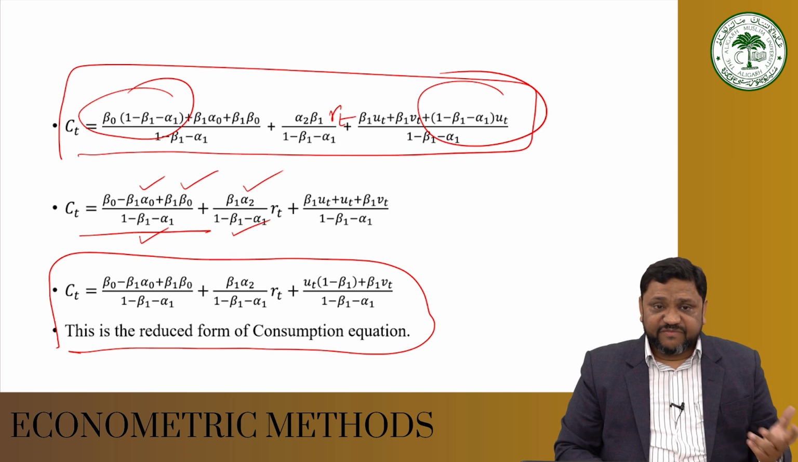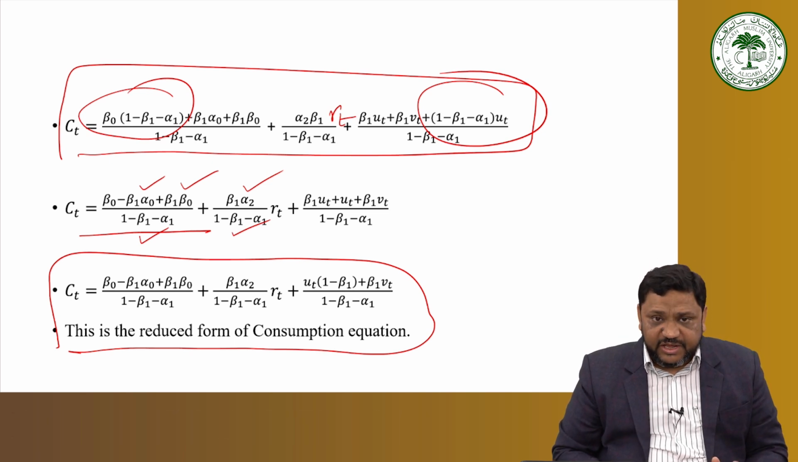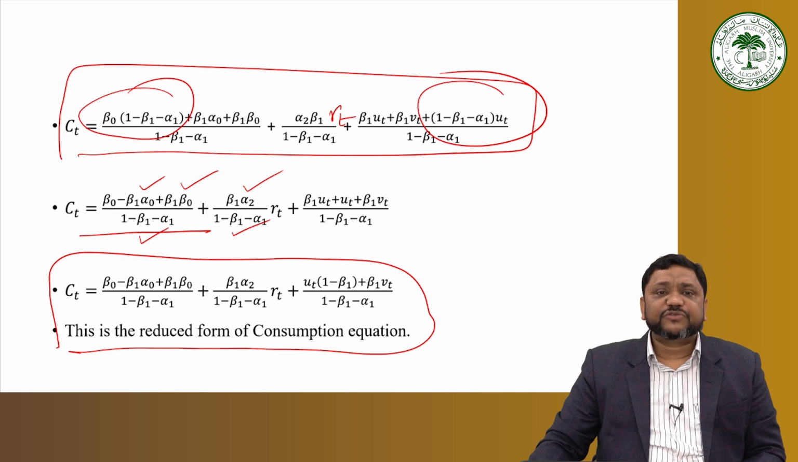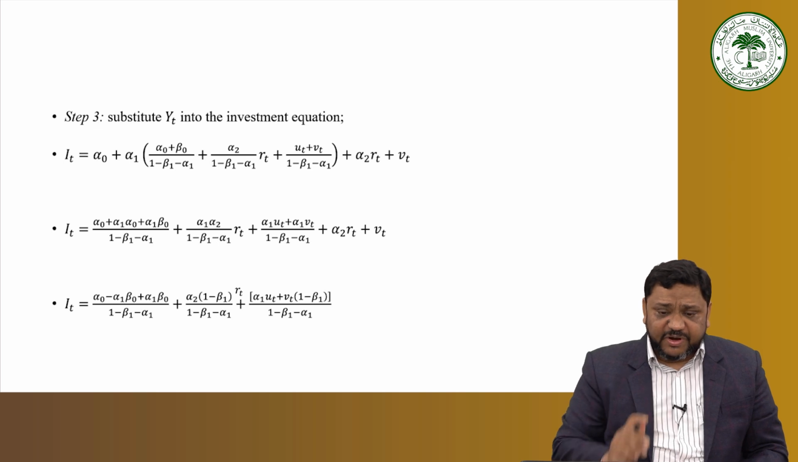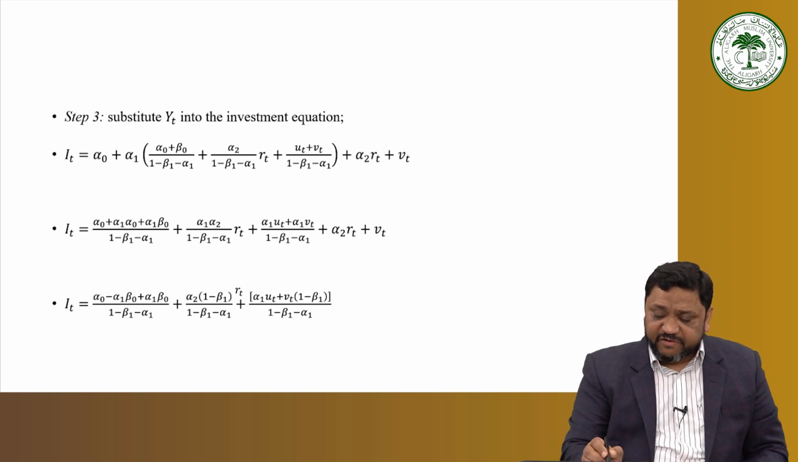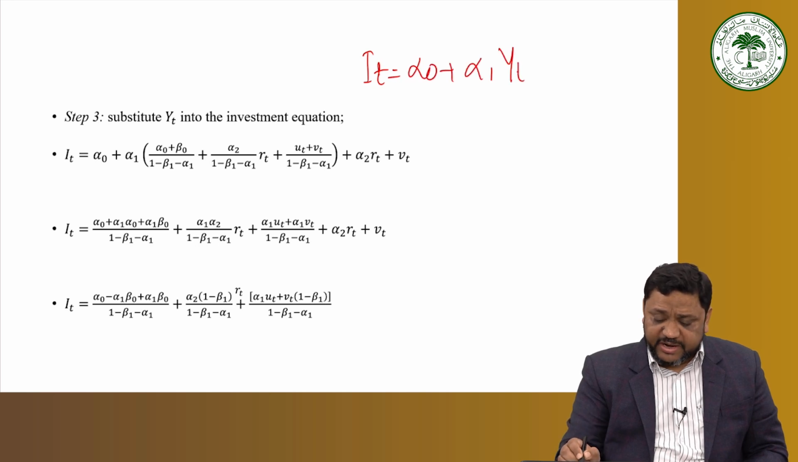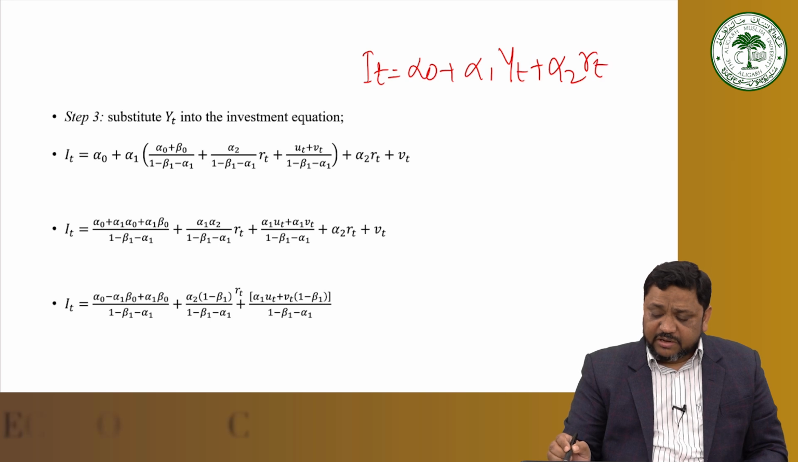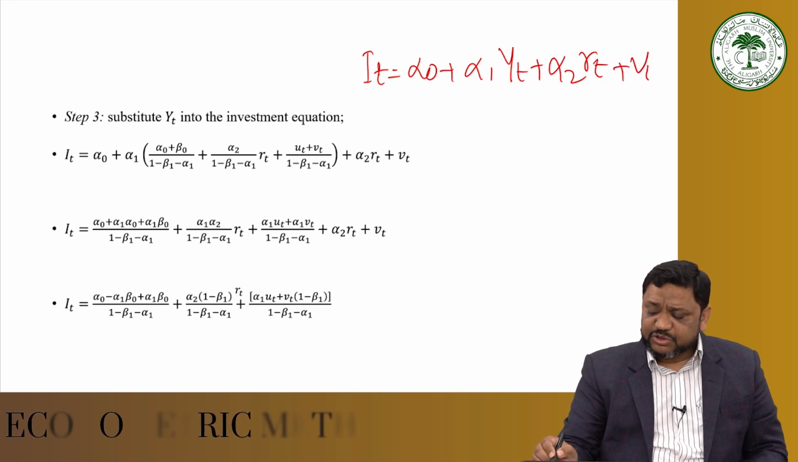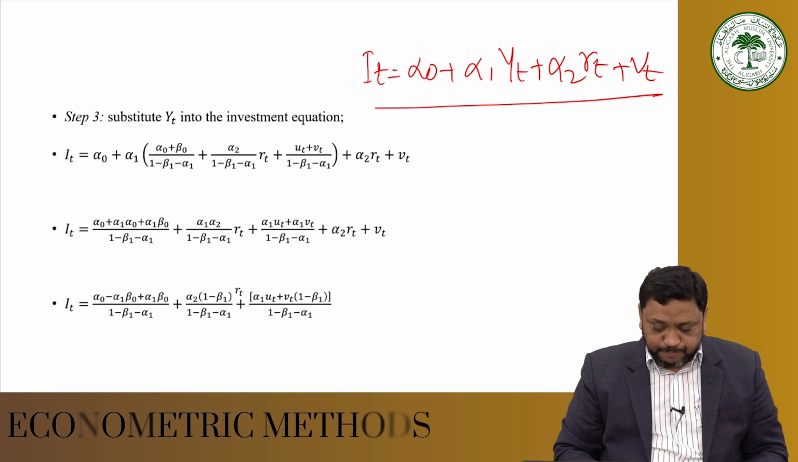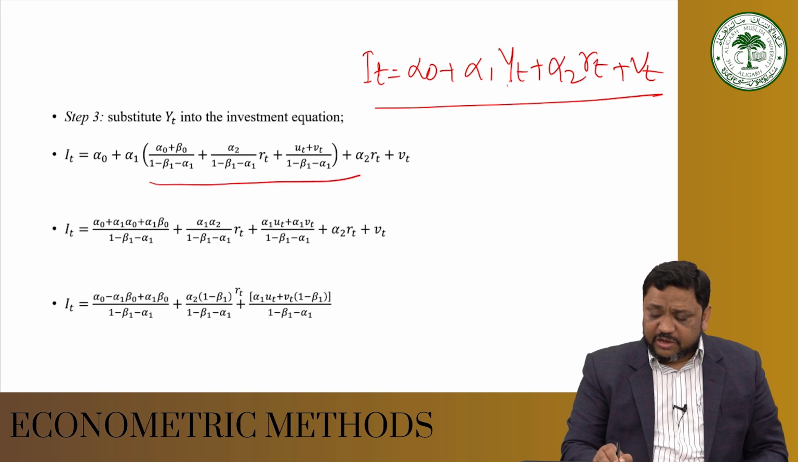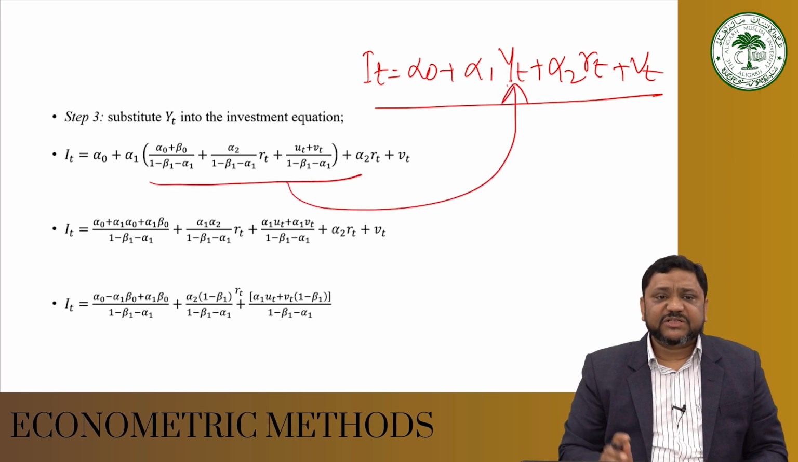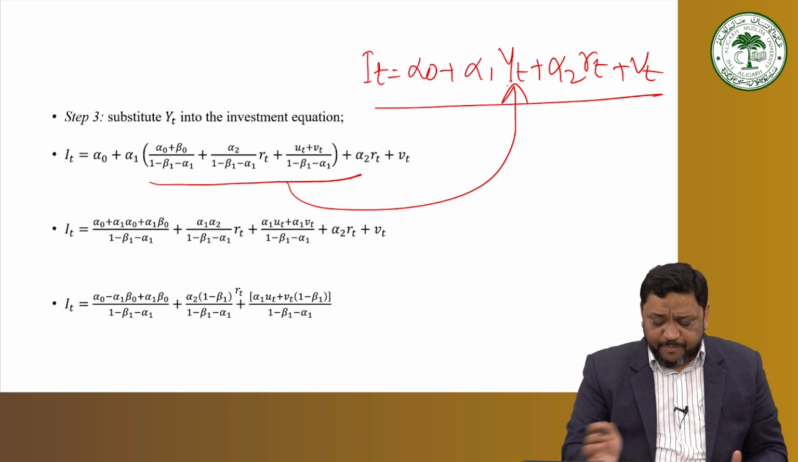In the previous slide, we had got the reduced form for the identity equation. Here we have found the reduced form of the consumption function. Same thing. Now we take the investment function. If you recall, the investment function we have defined is It equal to alpha naught plus alpha 1 yt plus alpha 2 rt plus vt. This was our investment function. The same process which we had applied over there, in place of yt we write the entire term. Then we open the brackets.